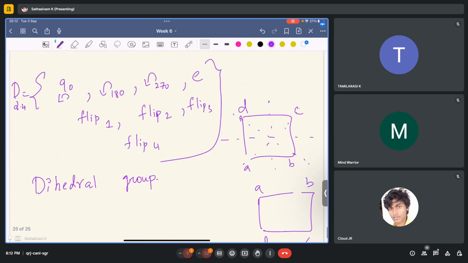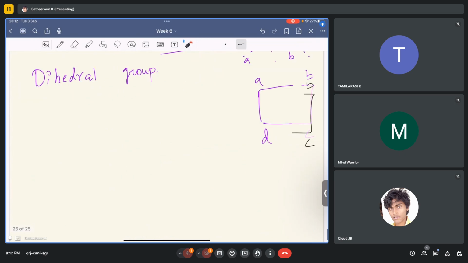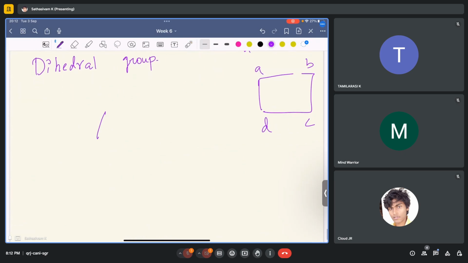So basically, what happens is there is a flip here. If you have an n-gon, let's say I will draw a 5 here, maybe. How many? It's 5, right? Yeah. If you have a 5-gon, how many flips do you have? Like this.